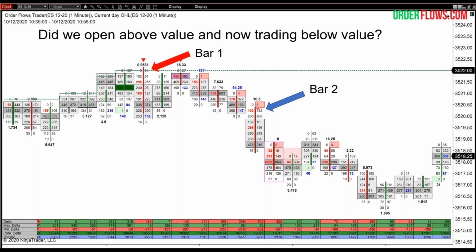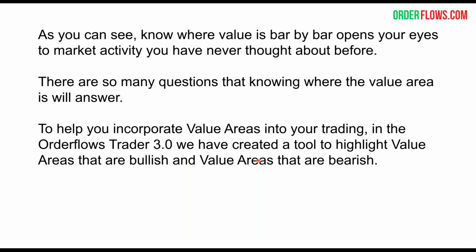Bar 2, similar, right? What I was talking about earlier on the previous slide. We opened above the bar's value area and closed below it. Now with this bar 2 type, we're not going to know until the bar closes where value is in the bar. But when we open on one side of value and close on the other, the market's got a very good chance to continue in that direction. So as you can see, knowing where value is in a bar on a bar by bar basis opens your eyes to market activity you've never thought of before.